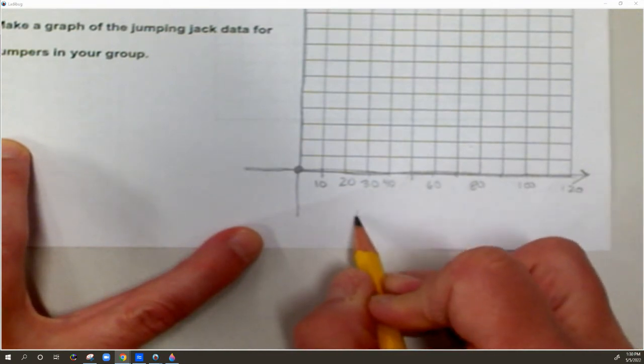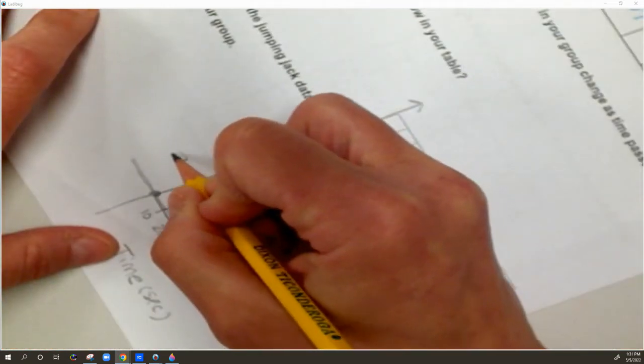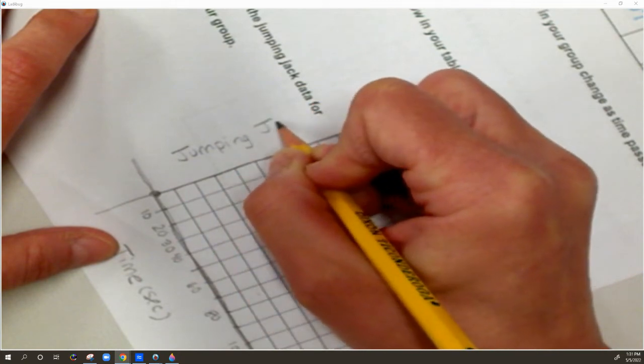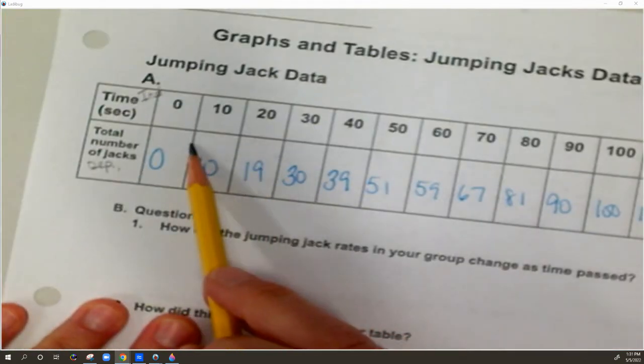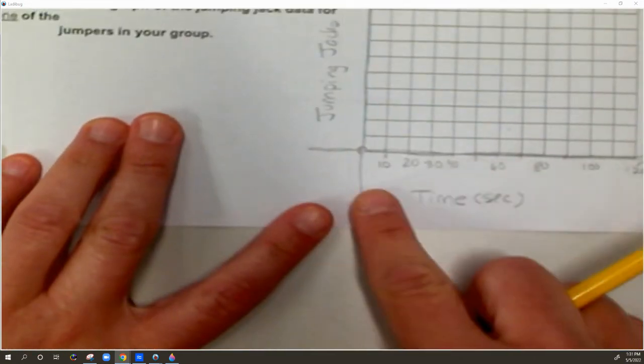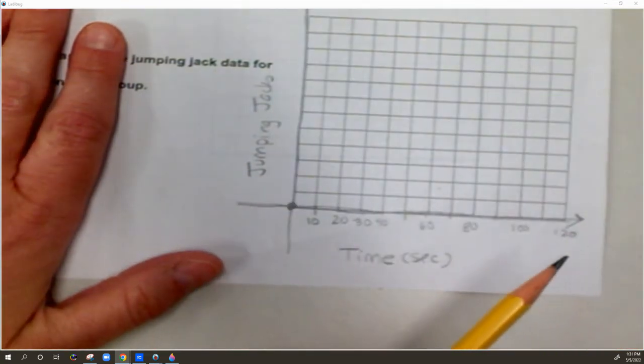So then the time will go down here. This will be time, and that's in seconds. And your jumping jacks will be over here because that's the dependent variable. So I'm going to label my axes, okay? And now I need to pick a scale. Since I know I'm going from 0 jumping jacks to 119, I'm actually going to pick the same scale, but I don't have to. I can pick any scale I want, but I'm going to make the same scale here for the y-axis.